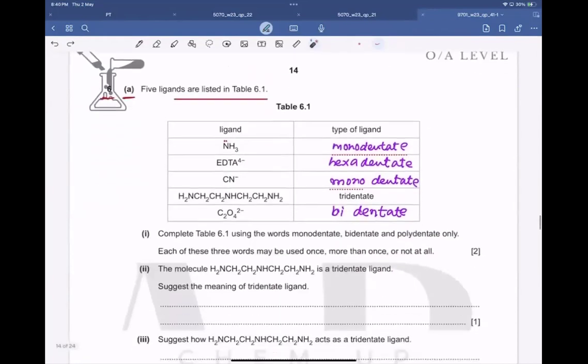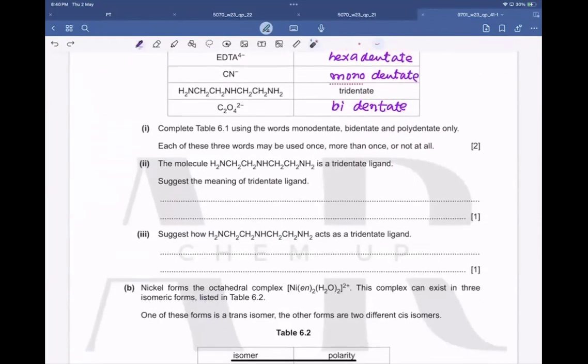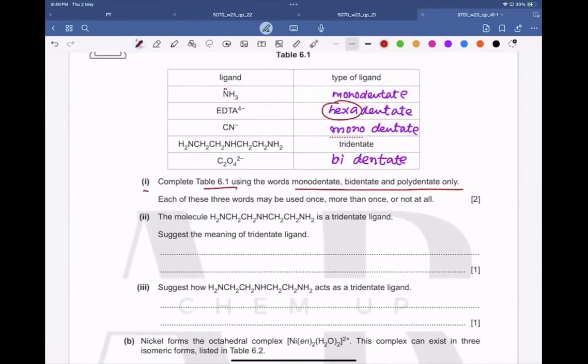Okay. Now, complete table 6.1 using the word. Okay, we are done with that. So they are asking you to write polydentate. So here you can write polydentate, not hexadentate. Okay. Each of these, okay.